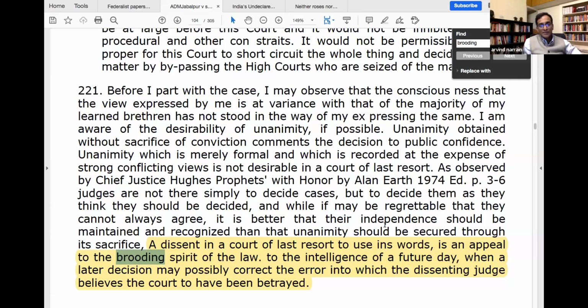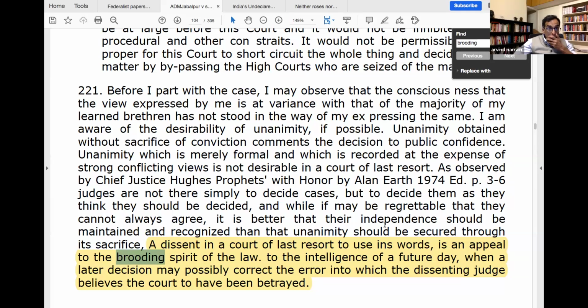Before I part with the case, I may observe that the consciousness that the view expressed by me is at variance with that of the majority of my learned brethren has not stood in the way of my expressing the same. I am aware of the desirability of unanimity if possible. Unanimity obtained without sacrifice of conviction commends the decision to public confidence. Unanimity which is merely formal and which is recorded at the expense of strong conflicting views is not desirable in a court of last resort.